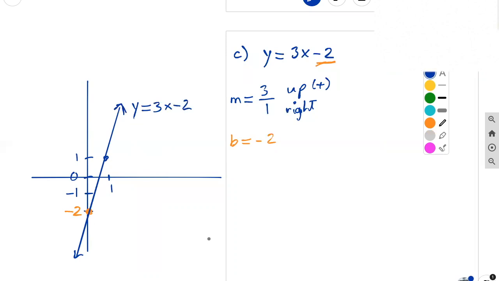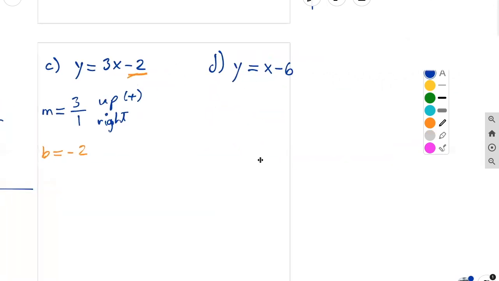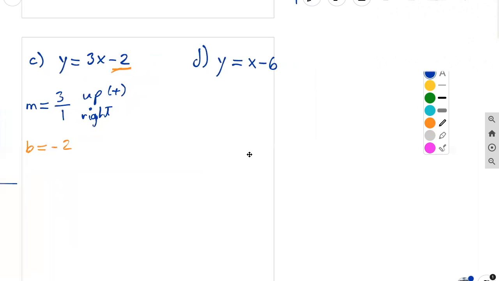Okay. So pause the video. Well, you can watch it again if you need to for this part, but pause it so you could try part D. Once you have it, if you know what to do, great. If you don't know what to do, you can play the video and watch me do it.